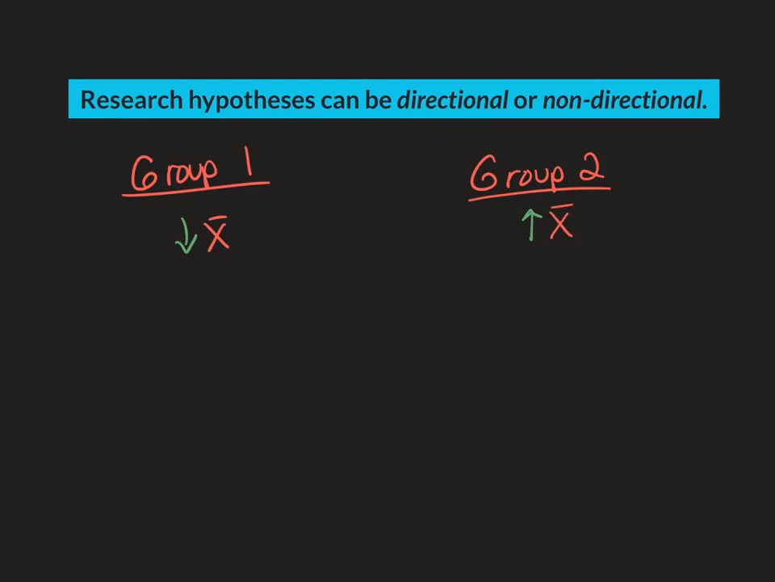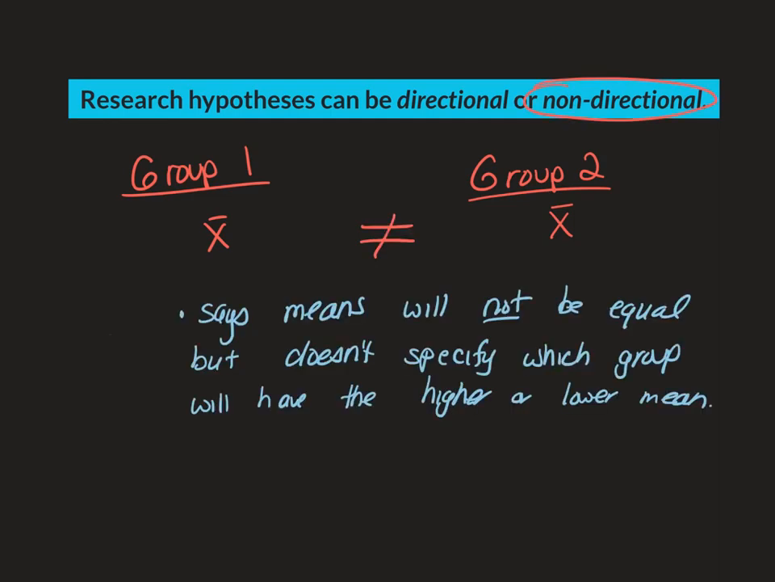In contrast, a non-directional hypothesis will simply say that something will be found or that groups will be different. For example, if I hypothesize that group 1 and group 2 will have different means, I'm not indicating the direction of those differences. That is, I'm saying that 1 will have either a higher or lower mean than 2, but I'm not telling you which of those two directions I expect it to go.